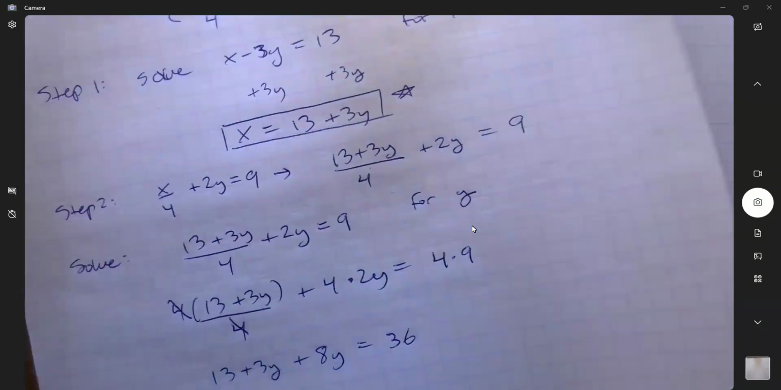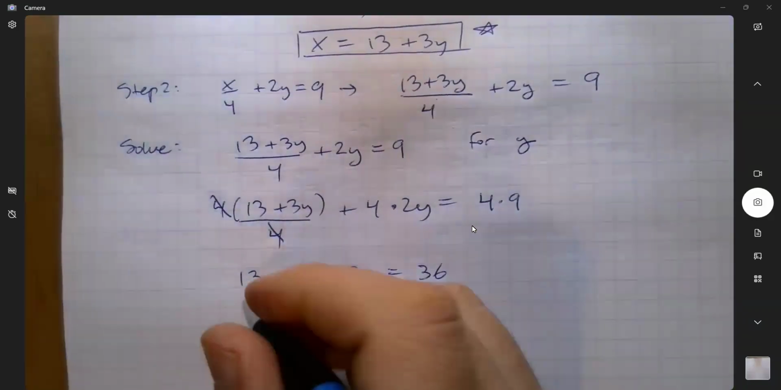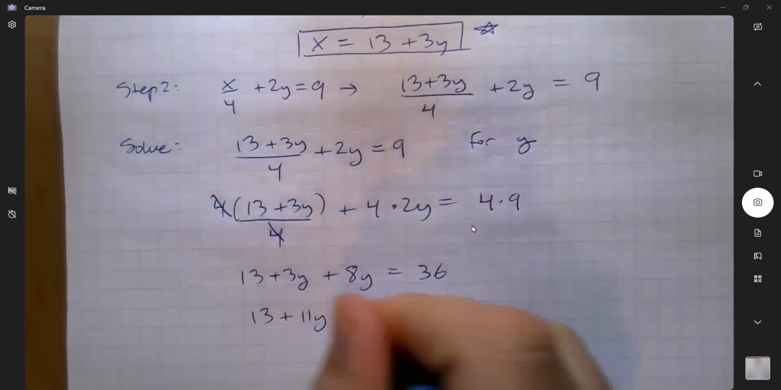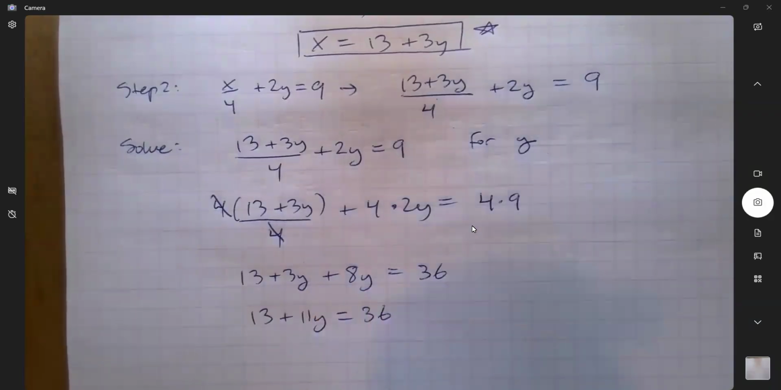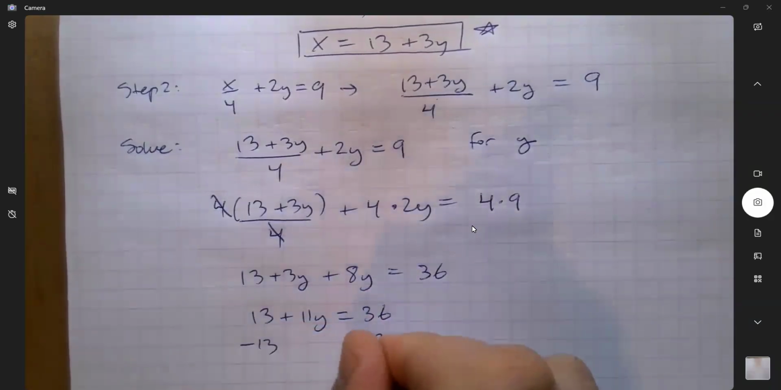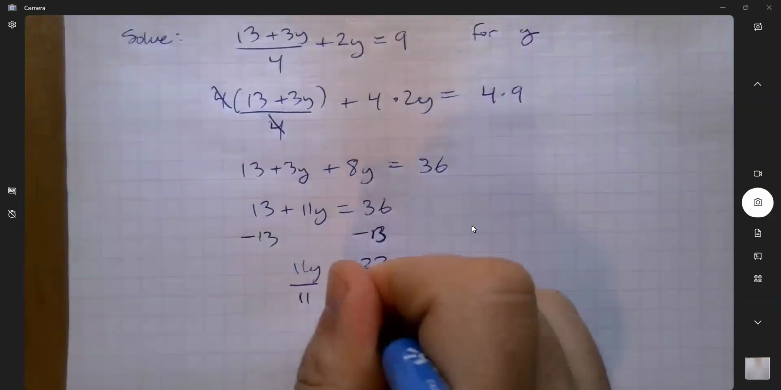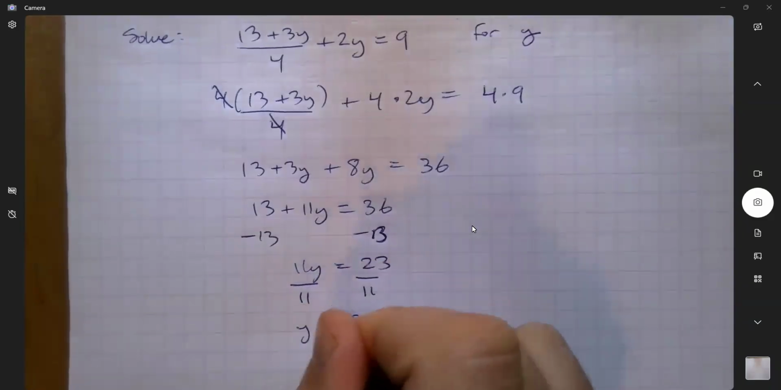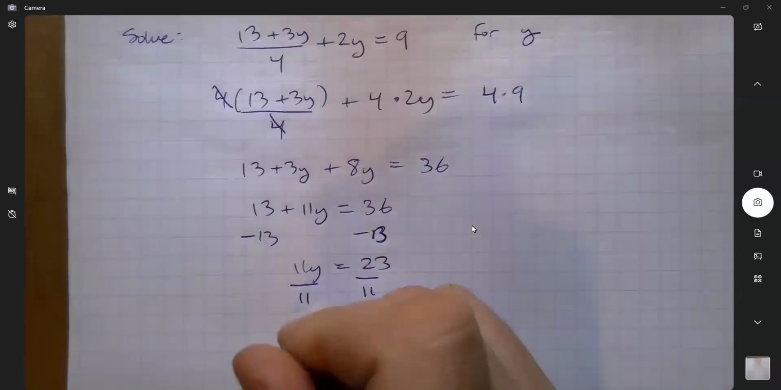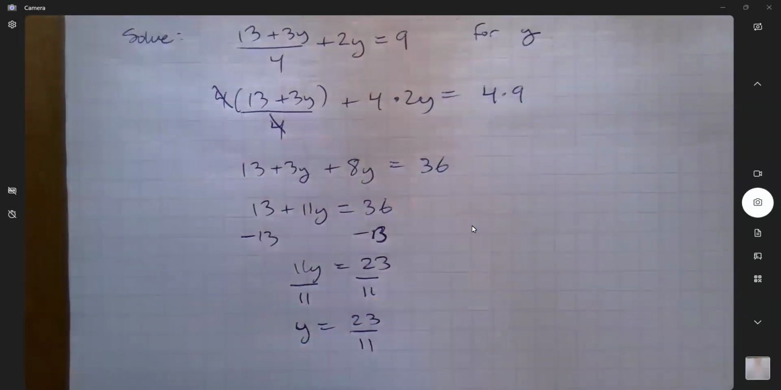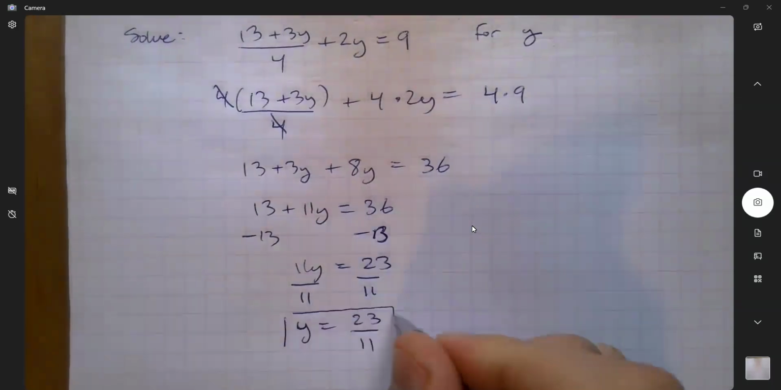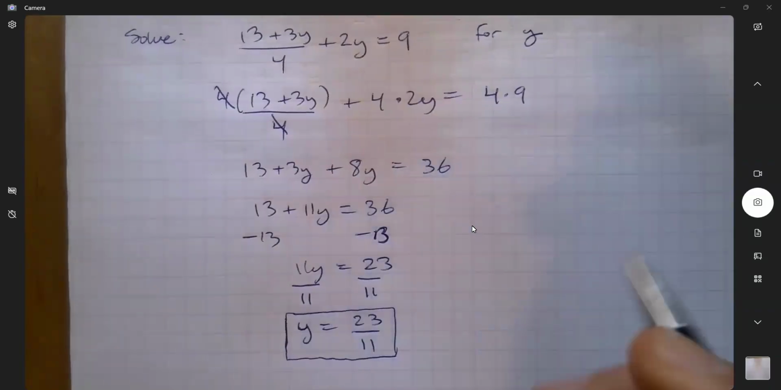We've also worked on collecting like terms. So let's collect those like terms. 13 plus 11y equals 36. Solve for y, so subtract 13 from both sides. And I get 11y equals 23. Divide both sides by 11. And I have y equals 23 over 11. Not an integer, that's a fraction, but it's still a number, so I'll work with it. I found one piece of my solution.